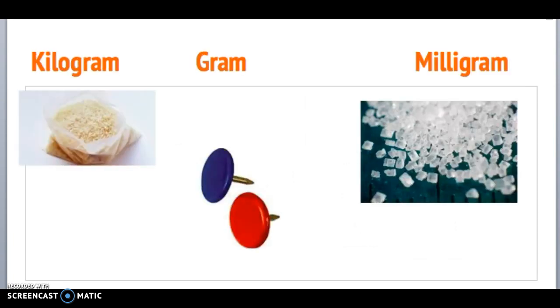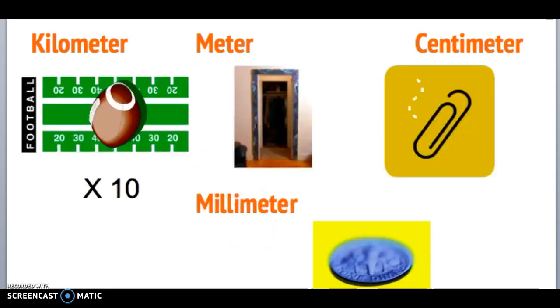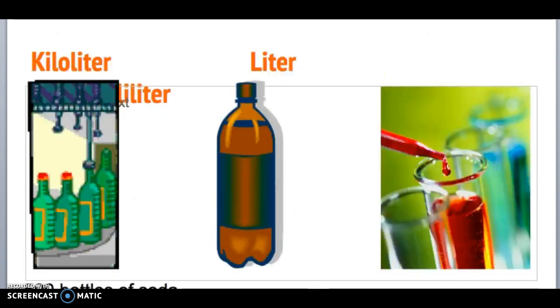We see here we have an example of a kilogram of sand, gram for a pen, and milligram for like little bitty salt. A kilometer is something similar to a baseball. A meter would be the size of a door. A centimeter is the size of a paper cup. Millimeter is about the size of a dime or the thickness of a dime. And then you have a kiloliter, which is like really big bottles. Liter, which is like a Coke bottle. And then milliliter, which is like an eye drop.